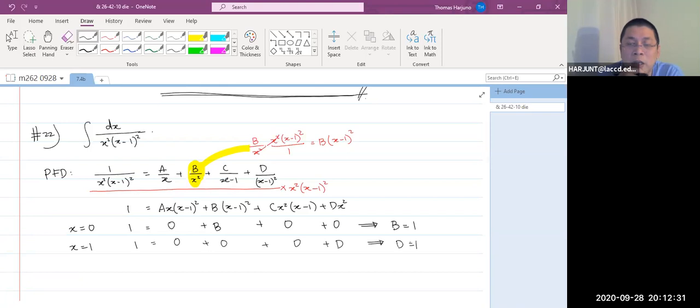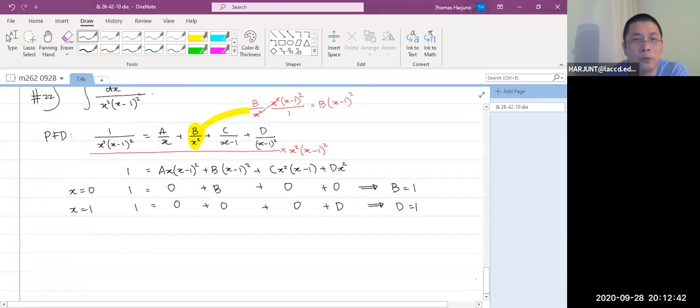Now the thing is how to find A, how to find C. Now, then we have some methods that you can use. For example, if you want to look at the degree of 3, I think degree of 3 will not do. Maybe, maybe not. Or get another number. Let's say x equals to 2.